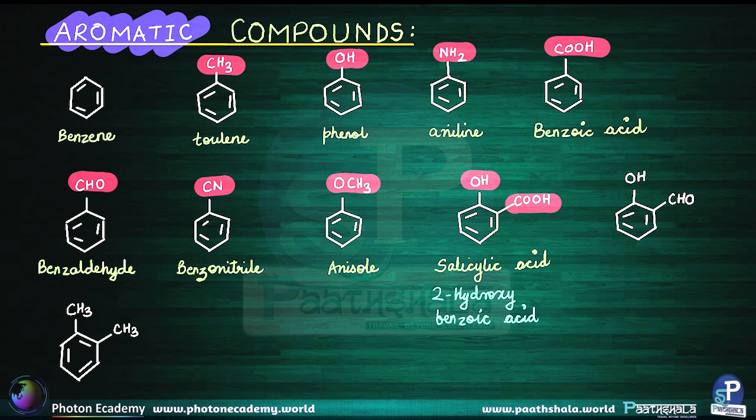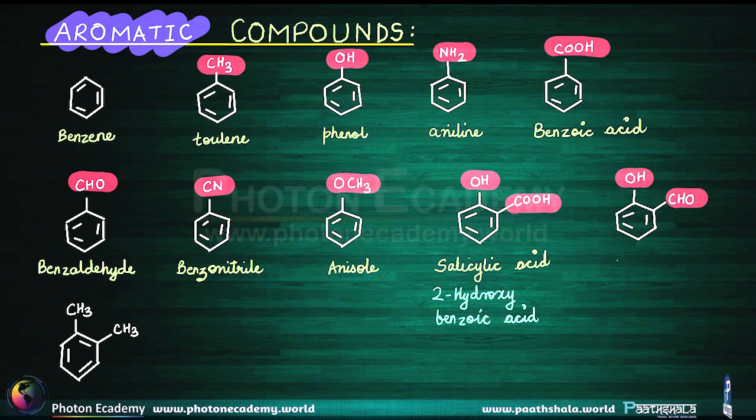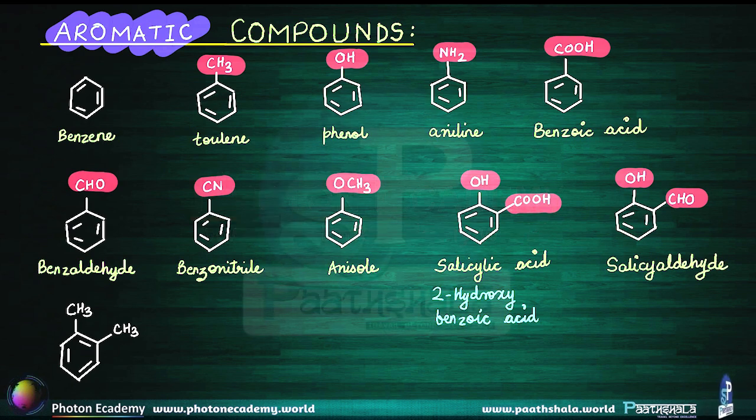Here we have another one with OH and CHO group attached, and the name of this compound is salicylaldehyde. If we see the IUPAC naming of this compound, then it is 2-hydroxy, and then we have benzaldehyde.